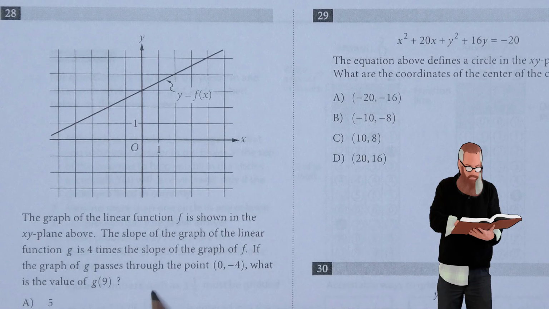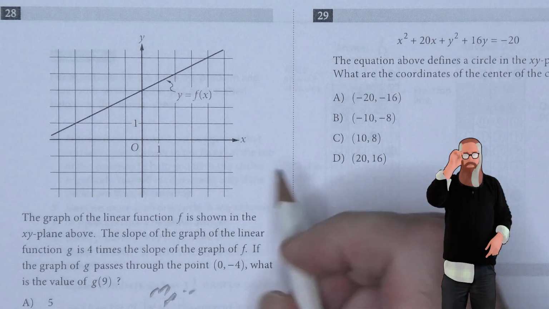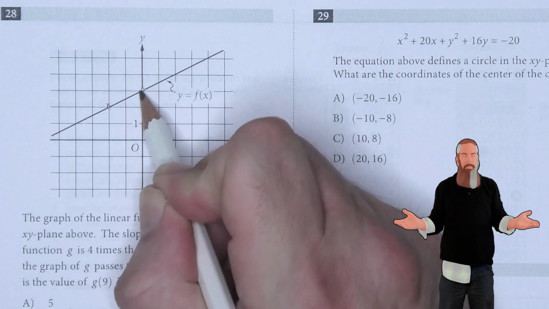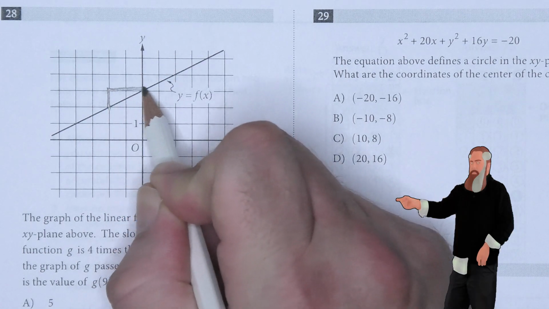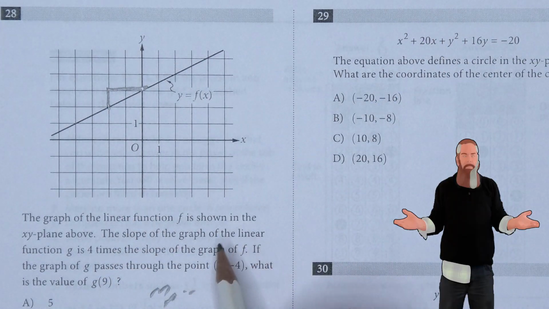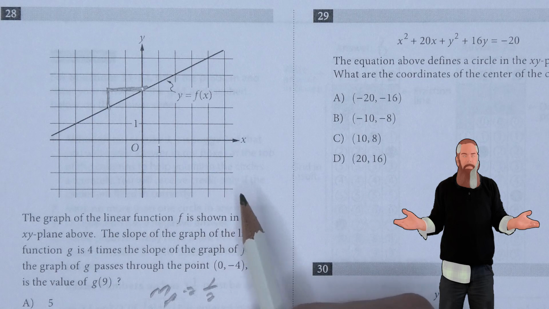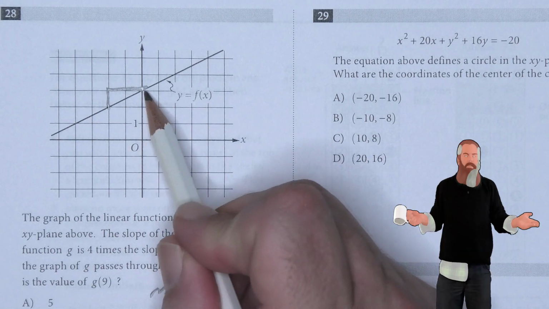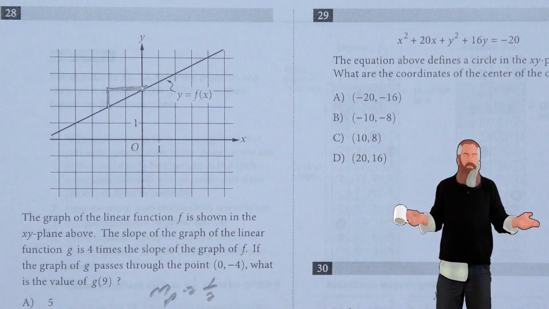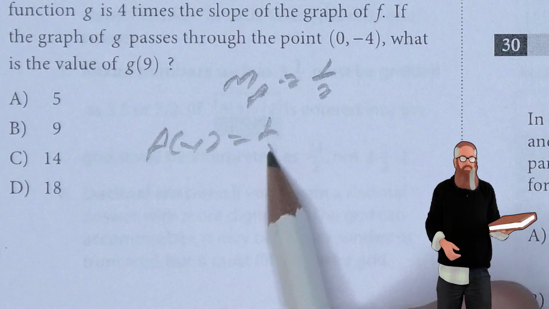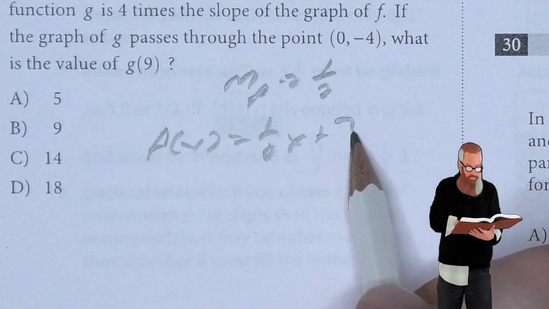First, let's talk about the slope of f. So if I just go to a point where it crosses, like here and here, this means I get to go up 1, right 2, meaning I have a slope of 1 over 2 for my f equation. I can also see that it passes through the y-axis at 3. Meaning I get an f of x is equal to 1/2 x plus 3.